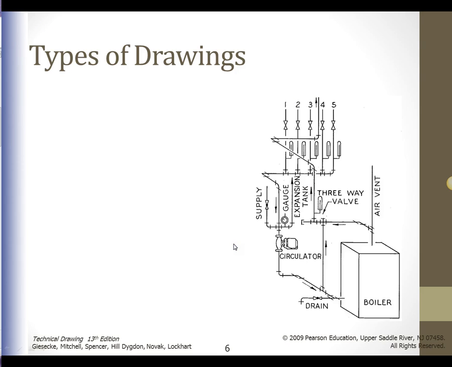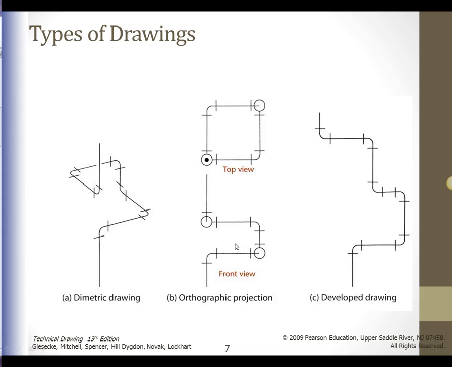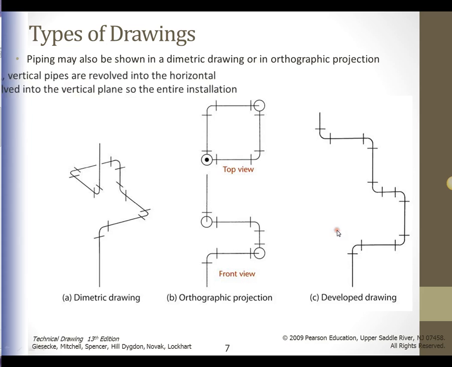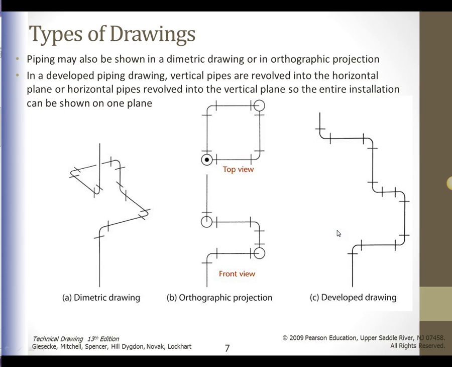Now, there are types of drawings, and you can use an axiometric drawing to create pipe drawings, or you can use diametric diagrams, orthographic projections, and developed drawings. Developed drawings are used to create plans that are shown entirely on a single plane. That means the vertical pipes have to be revolved in the horizontal plane, and the horizontal pipes would have to be revolved into the vertical plane. So you're having the drawing shown only on one plane.